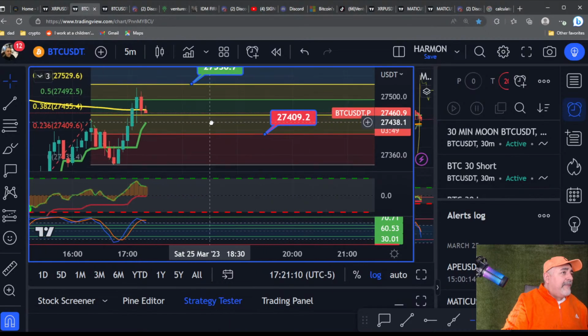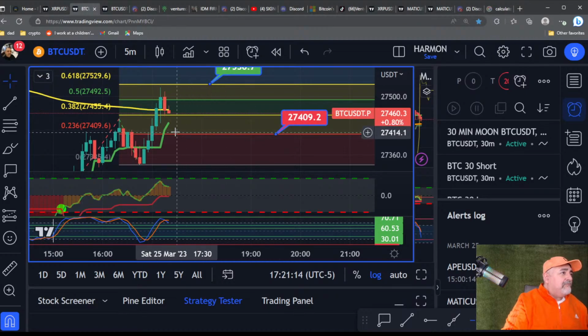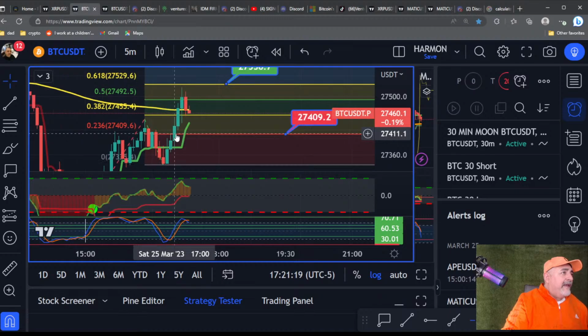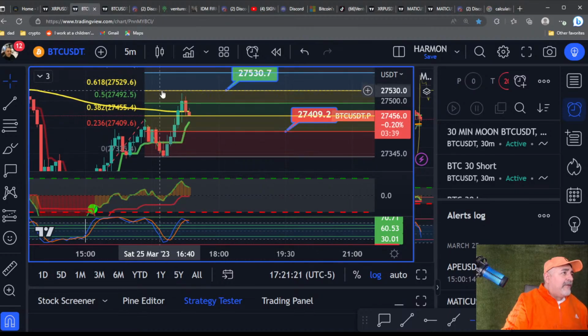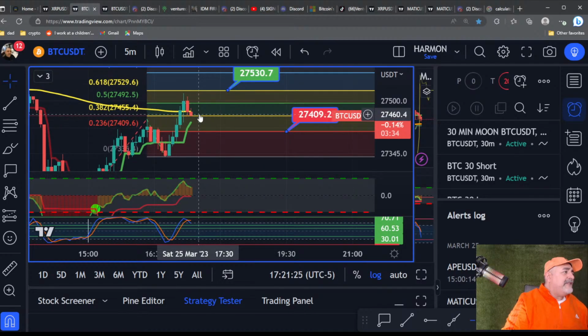But if you're in this trade, guys, like I said, moving your stop loss. Right now we have our stop loss moved to 27,409, which ends up being pretty good right here. A good profit setting right here is also this fib right here, 27,530. So we're going pretty good. We'll come back and check that out, man.